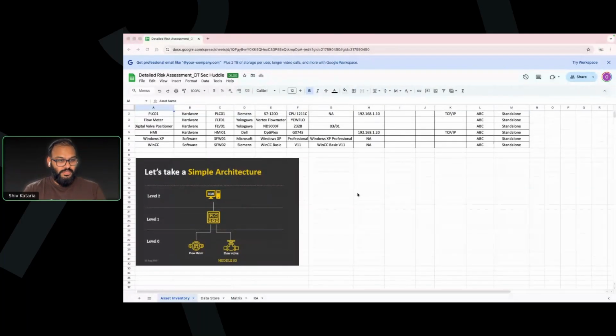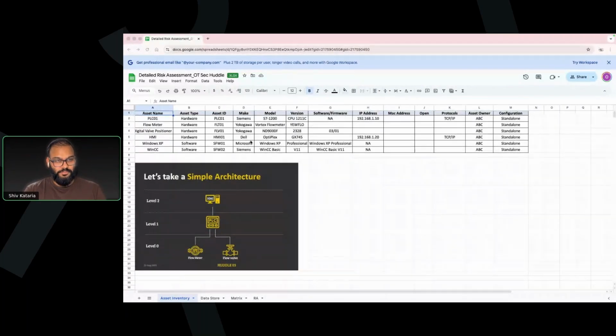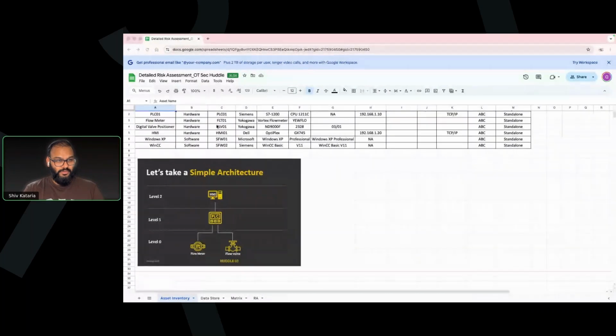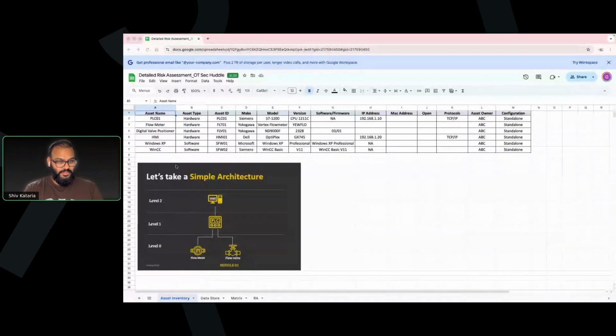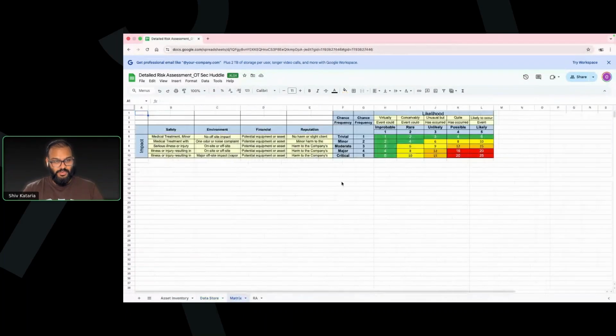So yeah, this is a small sample architecture, and this is how your asset inventory will look. You will have details like the name of the asset, the asset ID, the make, model, version number, different things. And then you could create a data source where you keep the information like what kind of metrics it is, what you are going to use the cyber risk reduction factor. So let me first show you the metrics and then we'll come back here.